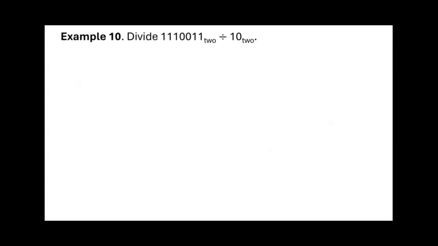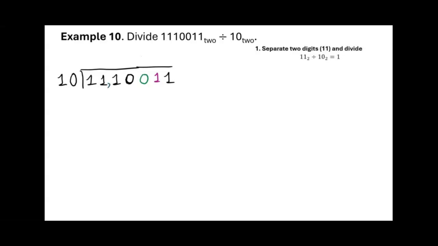So now I'm going to divide 2 digits. So this is 1110011 base 2 divided by 10 in base 2. So let's do the setup. Write it down. Now you might have noticed that I color some of these digits just to make it easier to track which digit is which. And I mentioned it before, separate the same amount of digits that you have outside. So I like to separate them by putting a comma.